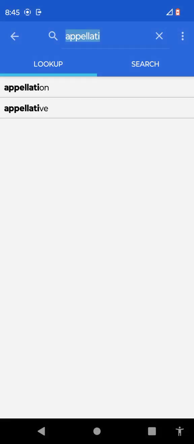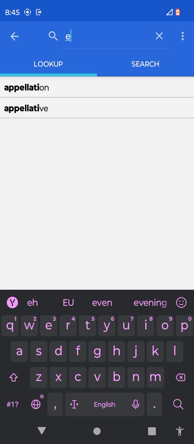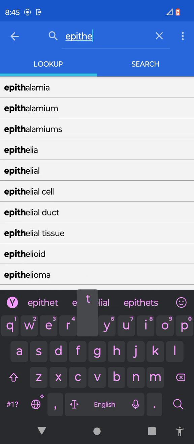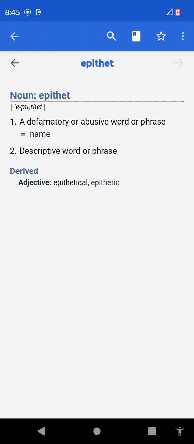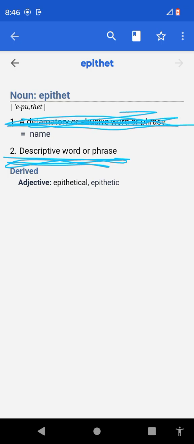So let's go ahead and look up the word epithet. And you will see why I said the name Jesus is an epithet. We're looking at definition number 2 right here, because we obviously know that Jesus is not a defamatory or abusive word or phrase, so that's out of the question.